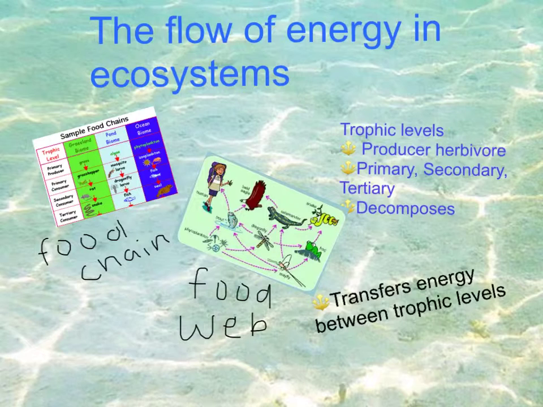A food chain is a linear flow chart of who eats whom. For example, the food chain depicting energy flow in a savanna. A food web is a more complete, compounded version of a food chain.